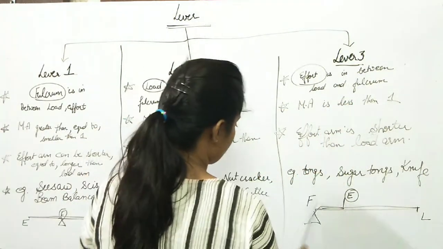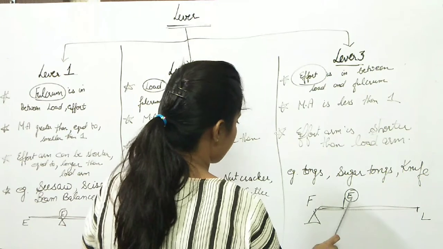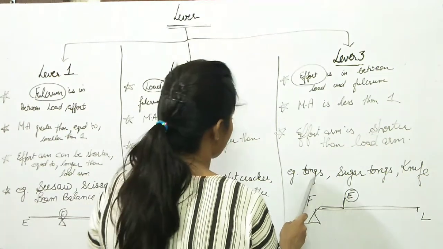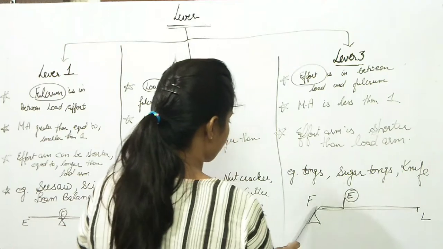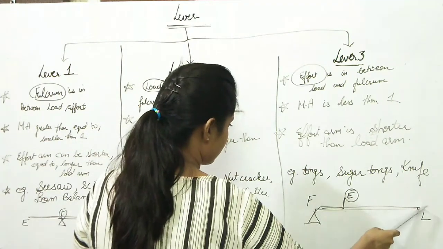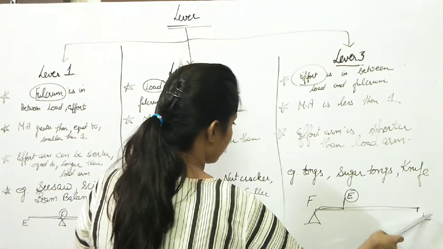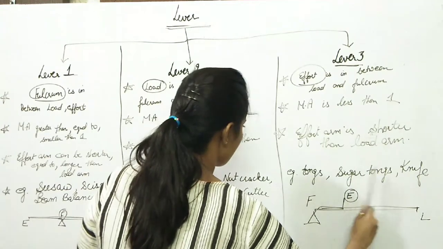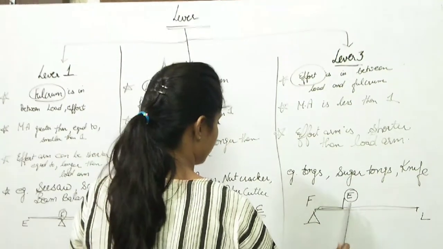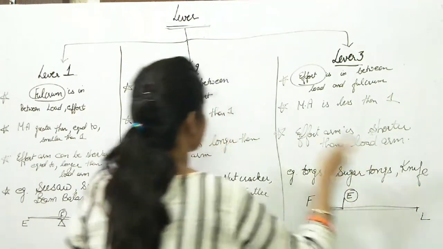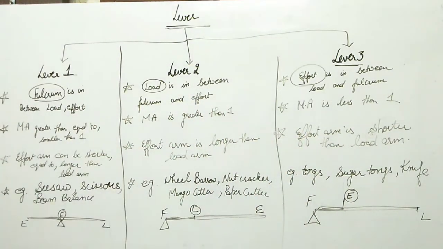That is the third class. Here the effort is in between. How? Tongs. When we say a pair of tongs, it is joined at the last point, that is the fulcrum. The load is at the other end, and the effort is applied at the center. Sugar tongs, same, effort is applied at the center. Knife, effort is applied from the center. So here are the three classes.